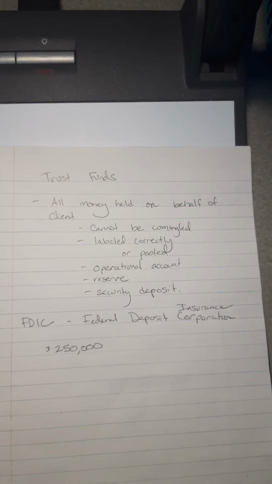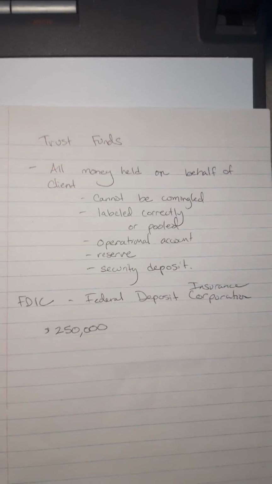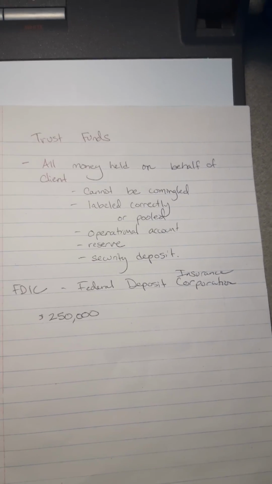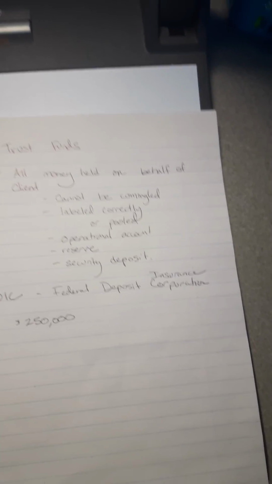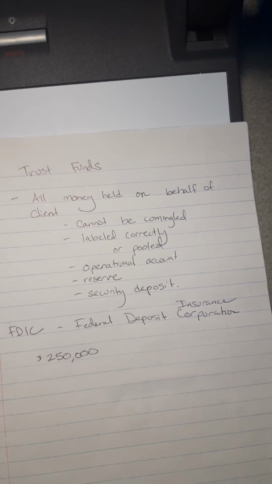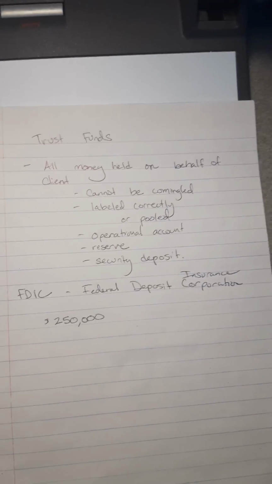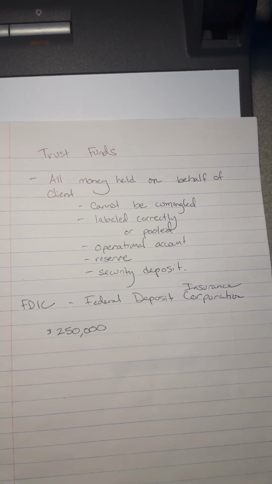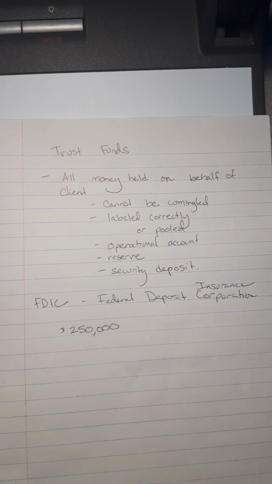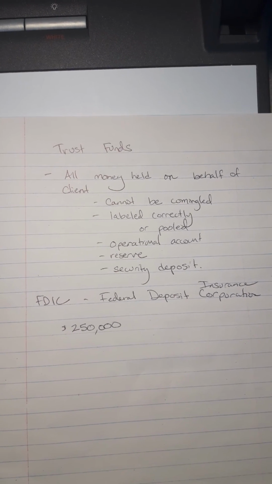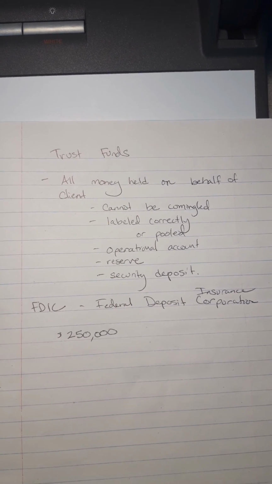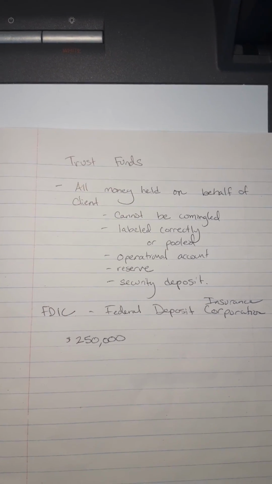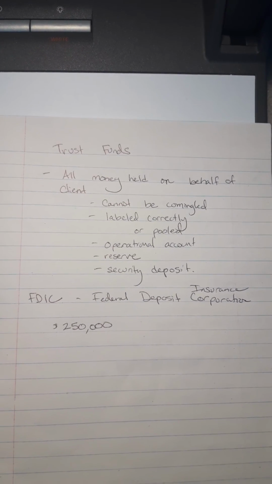The FDIC, I don't know if you guys have seen those on commercials or on bank doors. When you go into a bank, it says FDIC, and what that means is Federal Deposit Insurance Corporation. That's up to $250,000. So all bank accounts used for clients' funds should be federally insured. Deposit insurance may be required by the management agreement or the state licensing law, which it is. It is required up to all accounts of $250,000.